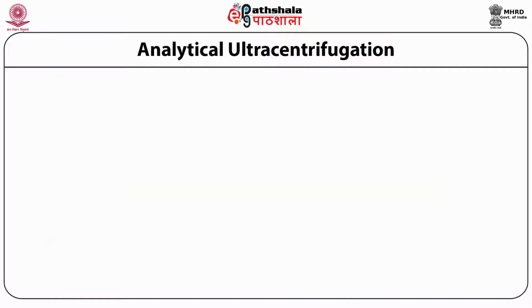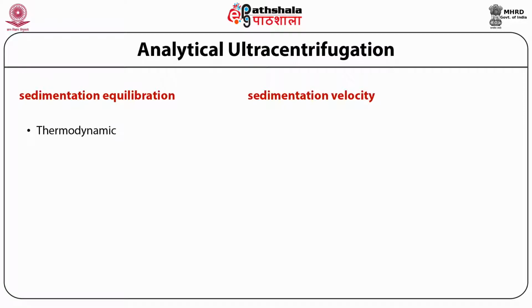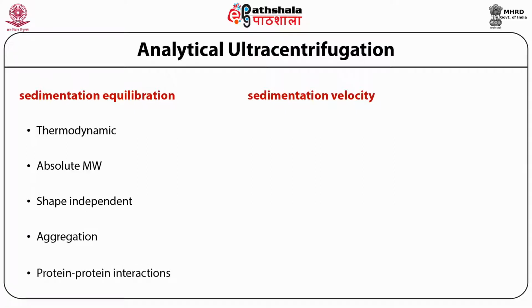Now, analytical ultracentrifugation is based on two major components or principles. One is the sedimentation equilibrium and the other is the sedimentation velocity. The sedimentation equilibrium method is utilized for the measurement of thermodynamic properties and absolute molecular weight, but it is shape independent, and it can be utilized for aggregation analysis as well as protein-protein interaction.